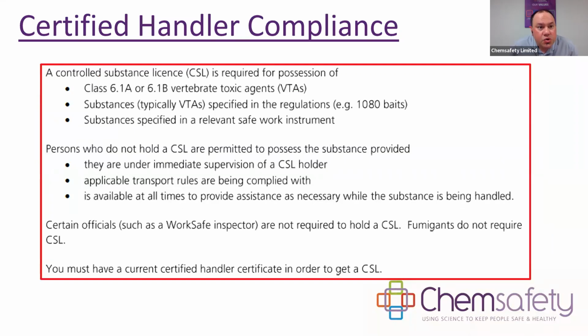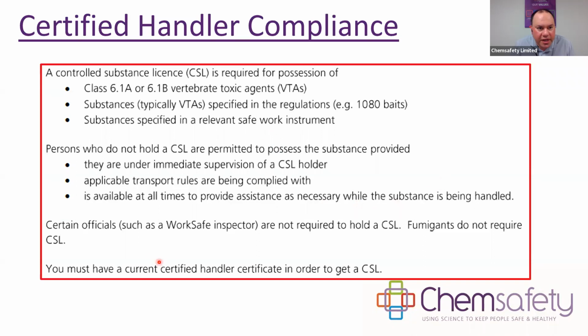So another thing here, a controlled substance, so this is about controlled substance licenses, is required for possession of class 6.1A or 6.1B vertebrate toxic agents. Also substances, typically VTAs, that are specified in the regulations. So this includes things like 1080, and also substances specified in relevant safe work instruments as well, okay? So persons who do not hold a controlled substance license are permitted to possess the substance provided that they are under the immediate supervision of a CSL holder. Okay, so very similar things.